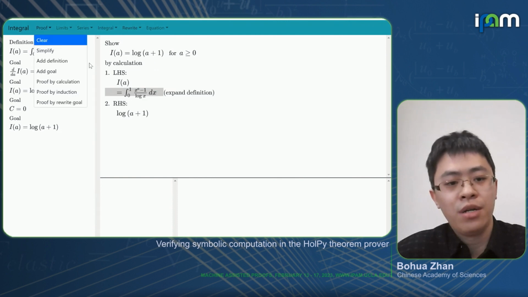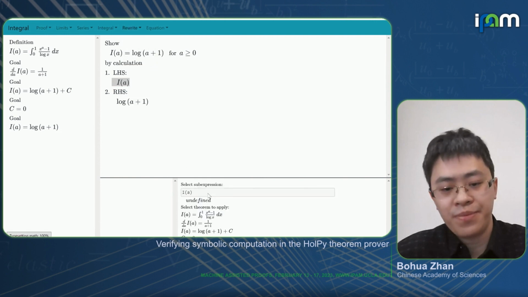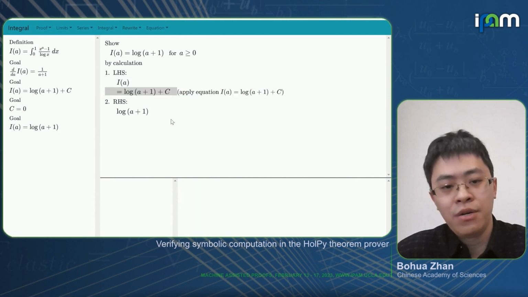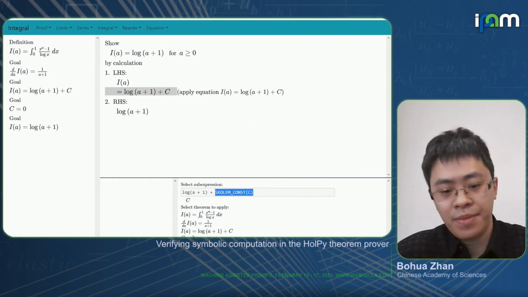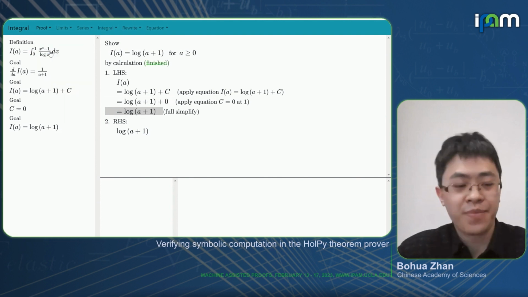So this is wrong. We need to use this lemma here first. So we select the expression and select the third lemma here, which applies the lemma, and then we rewrite c to 0 by applying the lemma again. And finally simplify.